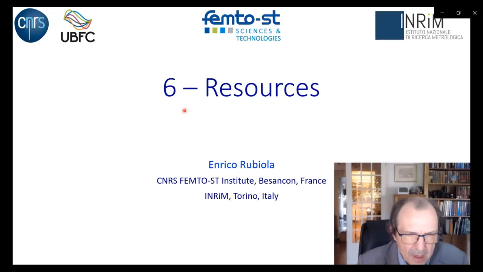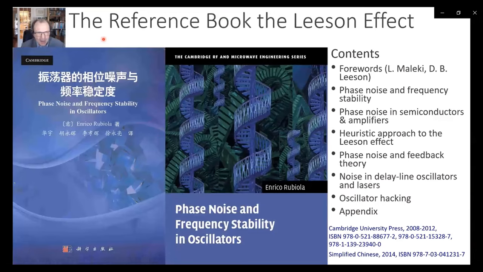To conclude, here we have some resources you may like if you wanted to learn more. First thing, this is the reference book on the Leeson effect, phase noise and frequency stability in oscillators. A Chinese edition is available. I don't understand Chinese.